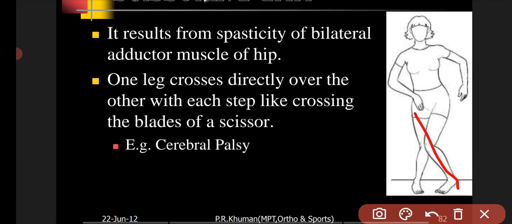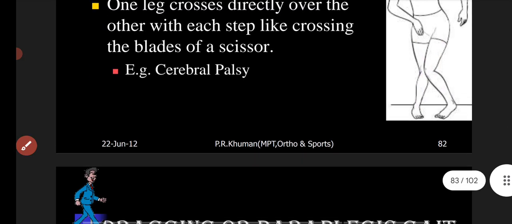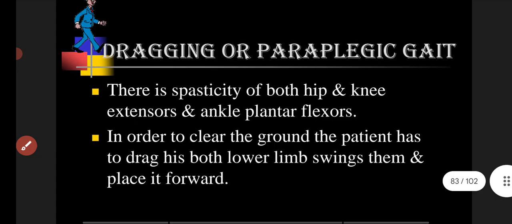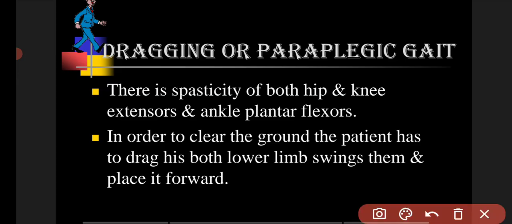The right leg crosses over the left during the heel strike, and the left leg crosses over the right during the heel strike. So that's why it is known as the scissoring gait. Dragging or paraplegic gait: there is spasticity of both the hip and knee extensors and plantar flexors in case of paraplegia. In order to clear the ground, the patient has to drag both lower limbs, swing them, and place them forward.